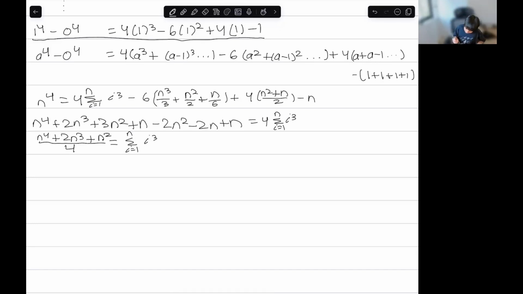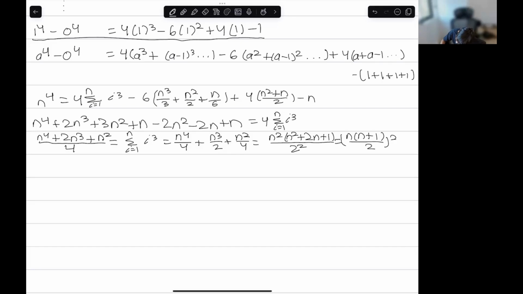So finally, lastly, this is our answer, but we're going to write it in different forms again because they could be helpful. And there's a neat thing about the sum of cubes. So this is equal to n to the fourth over 4 plus n cubed over 2 plus n squared over 4. But this is also equal to, if you notice this, we can factor out an n squared and n squared plus 2n plus 1 out of it over 2 squared, which is actually equal to n times n plus 1 over 2 whole squared.